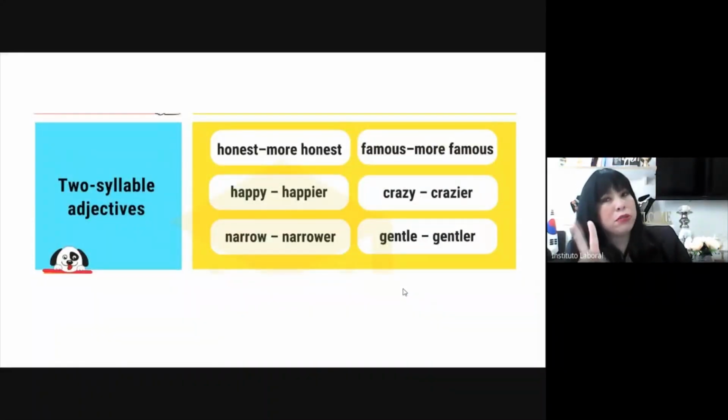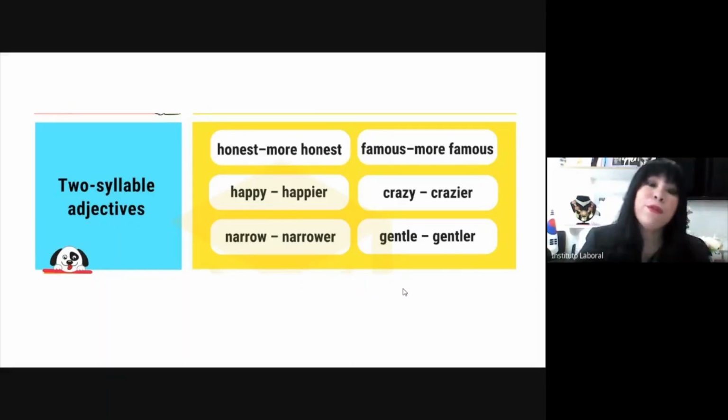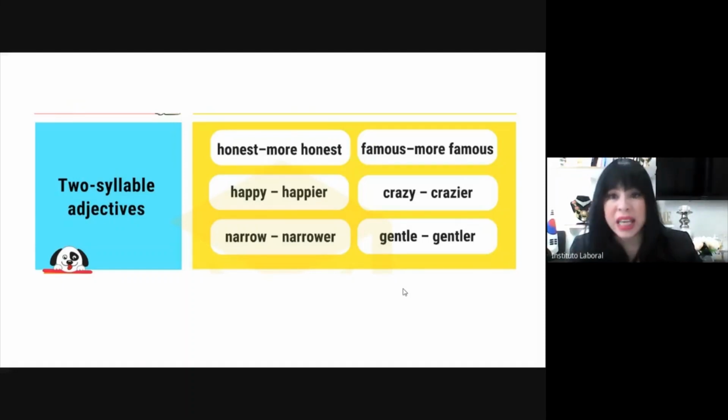Now, the second rule says, when we have a two syllable adjective, we add the word more. Honest. Did you hear that? Honest. How many syllables? Two. Remember, we divide the syllables by sound. Famous. Two syllables. So we put the word more before the adjective. Then you say more honest, more famous. Teacher, but what is the meaning of more and er in Spanish? Más. It's like adding más.